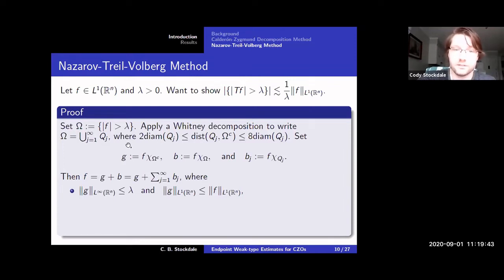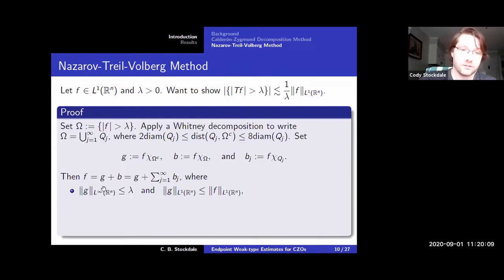And then we can directly define the good functions and the bad functions by the good function is going to be f restricted to the complement of this level set. B is going to be f living inside of here. So it's just f where it's bigger than lambda. And we can decompose B into these BJs where we're restricting to each of these Whitney cubes. Okay, so it's more of a straightforward decomposition. And we can still get some nice properties of these.